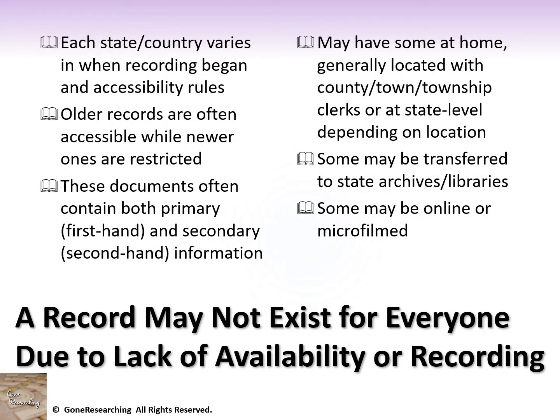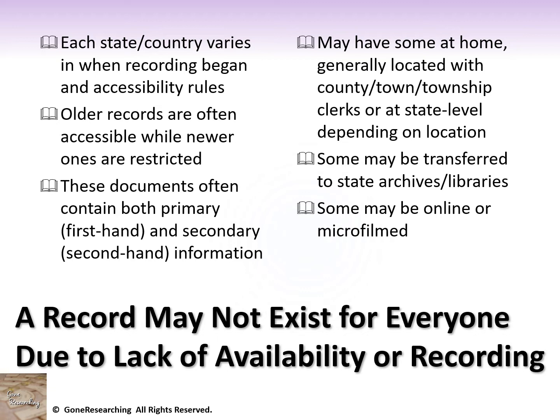Each state or country varies in when recording of vital records began and their accessibility rules. Older records are often more accessible, while newer records are more restricted due to privacy concerns. These records often contain both primary first-hand and secondary second-hand information. So with a death certificate, the information on the decedent's death is more likely primary first-hand, while the information on the decedent's birth is likely secondary or second-hand information.